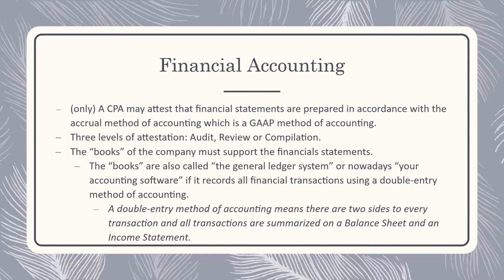What supports financial accounting are the books. And what does the books mean? It used to be books, right? And then it became what was called a general ledger system. And that was literally binders of paper with rows and columns on it. And now it's your accounting software, right? And your accounting software means the books or the general ledger system, and all those old binders of paper with columns and rows has been programmed into the computer.